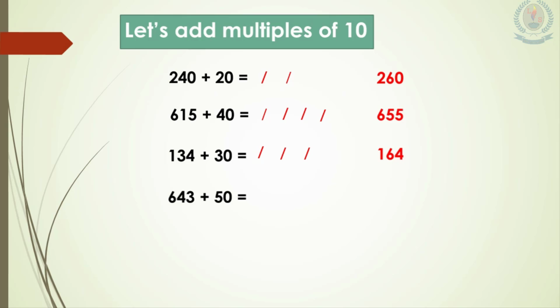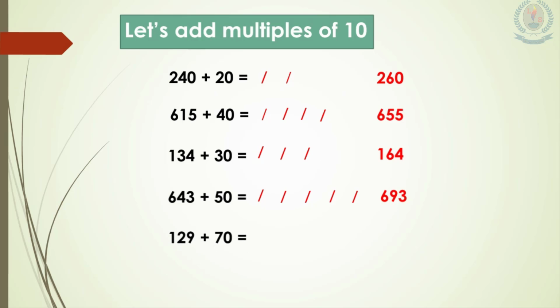Next one, 643 plus 50. Let's take 5 fingers. So let's count from 643. 653, 663, 673, 683, 693. Answer is 693.